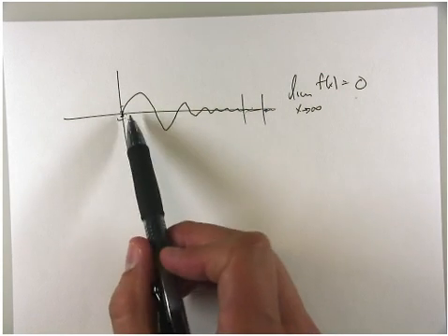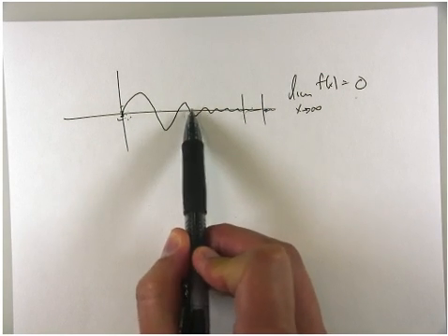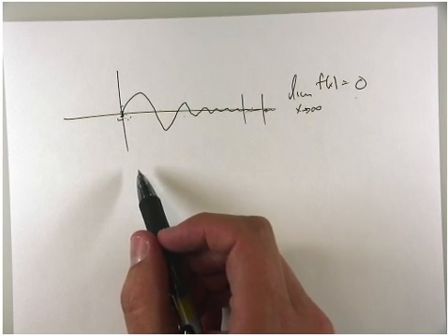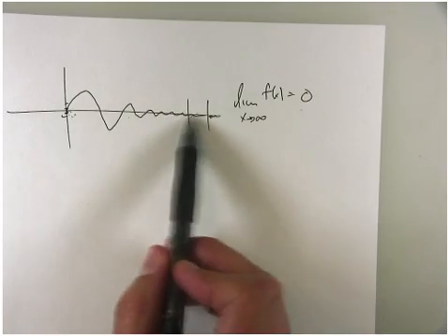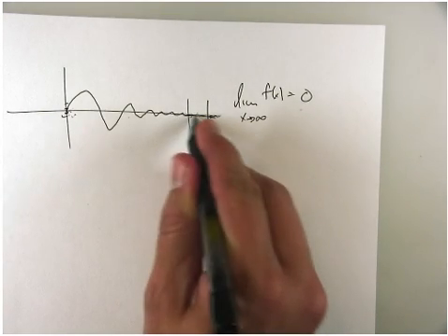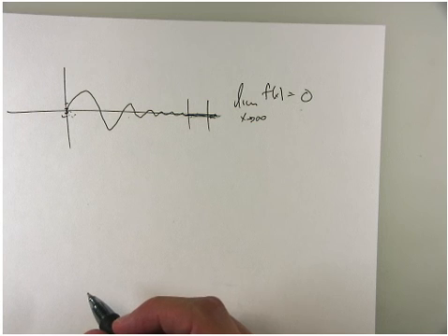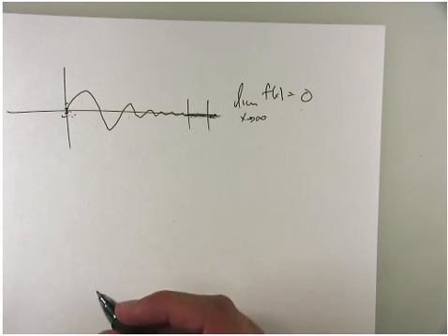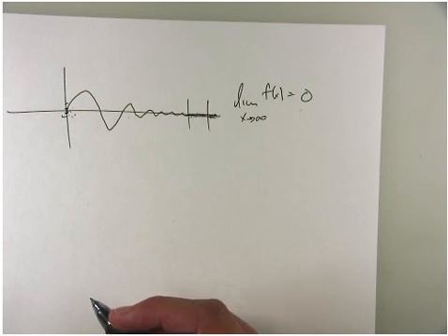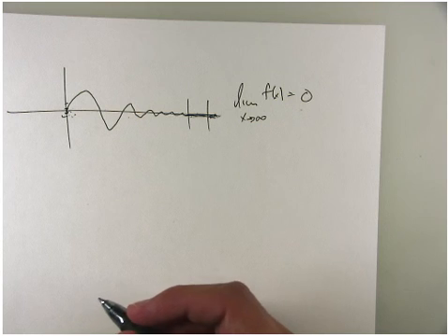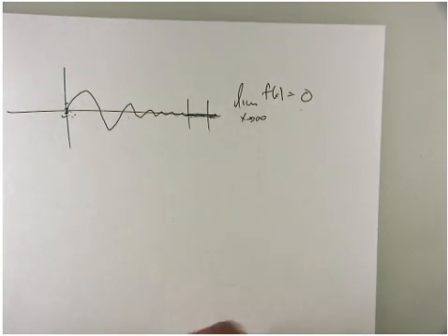But you'll notice that this function hits 0 all kinds of times, infinitely many times. But all the way out here on the right, you'll notice that the function looks like a flat line. It looks like y equals 0. More and more. Even though it's kind of wavy, those waves are leveling out.